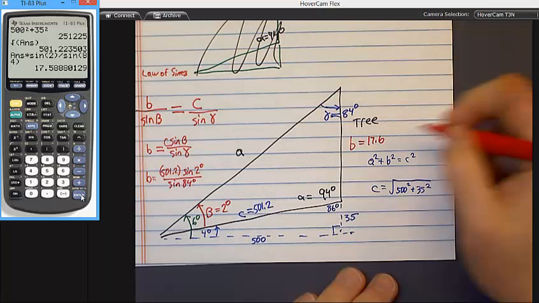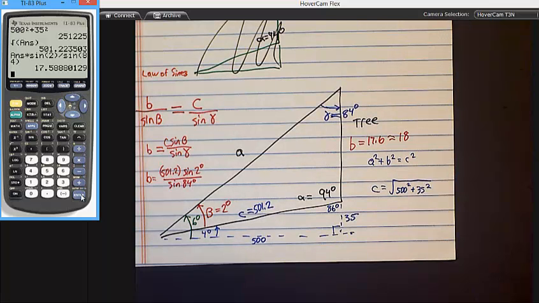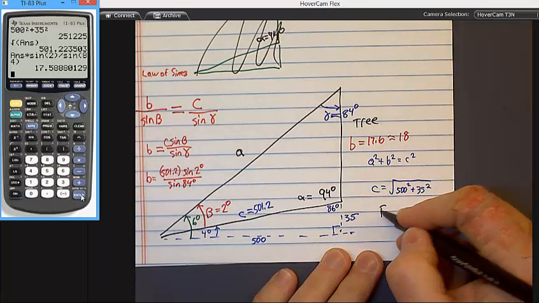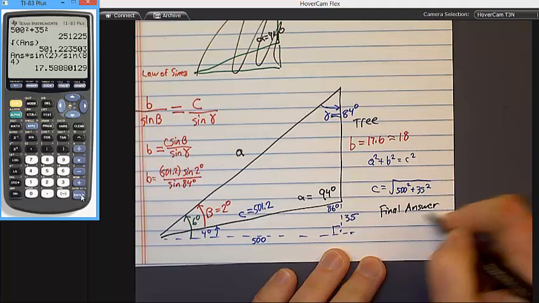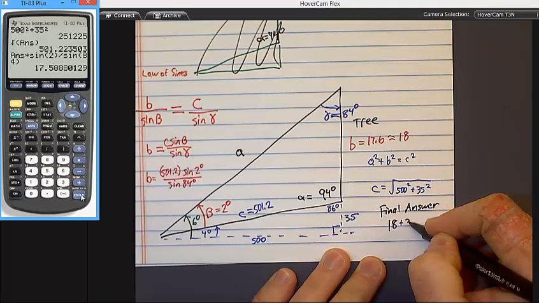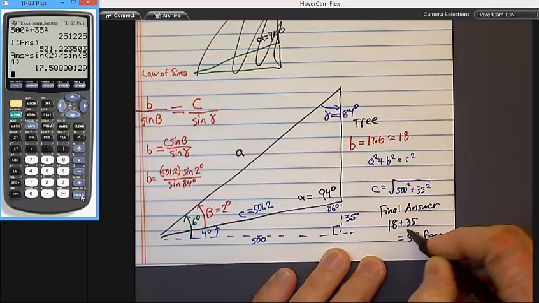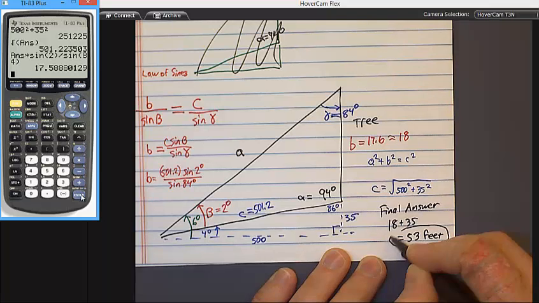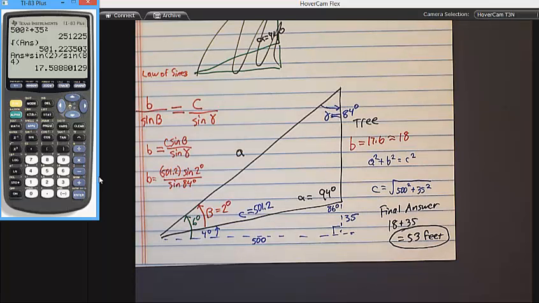Wow. And the final answer then? 18 plus 35 equals 53 feet. That's pretty nasty. But Joe had the heads up of why the answer was what it was.